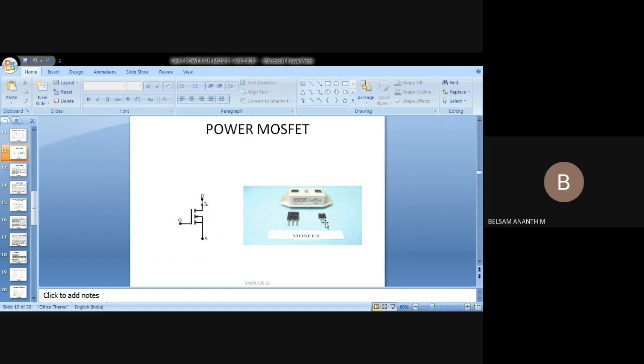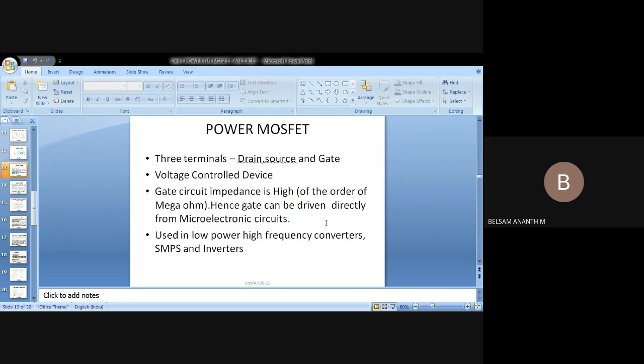On the left side you have a schematic representation: drain, source, and gate. You all know about that; these are the three terminals you will have. In earlier cases you had base, emitter, and collector. Here you have gate, D indicates drain and S indicates the source. Power MOSFET has three terminals: drain, source, and gate.